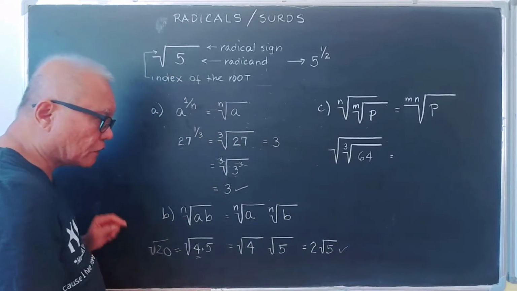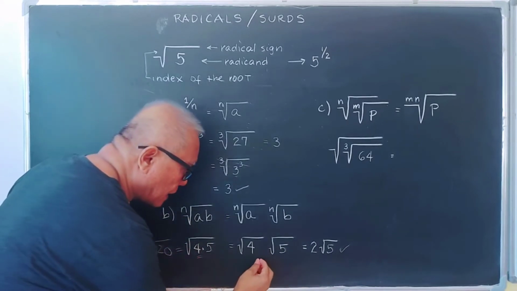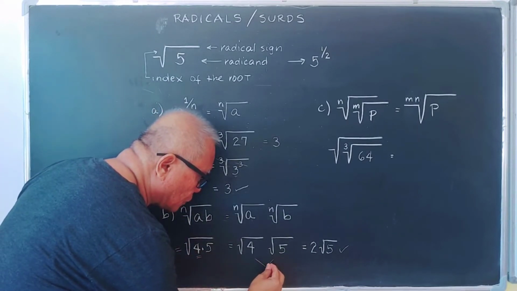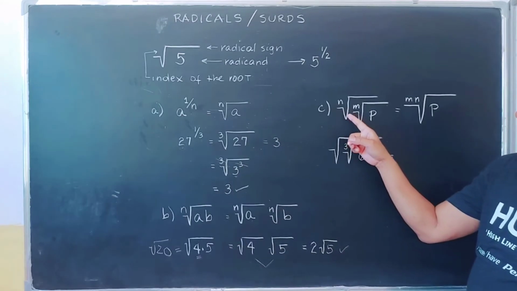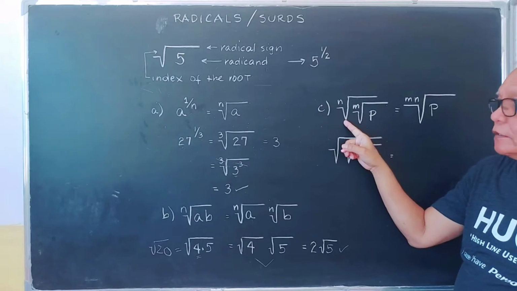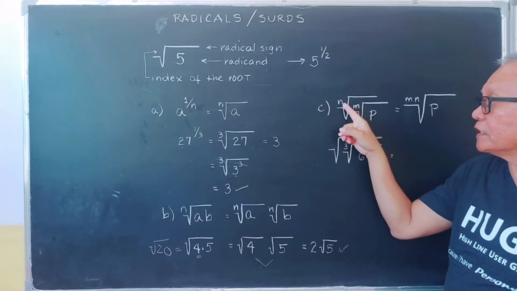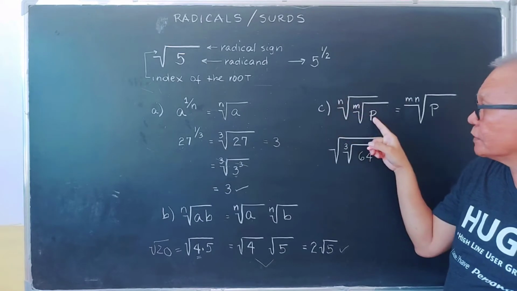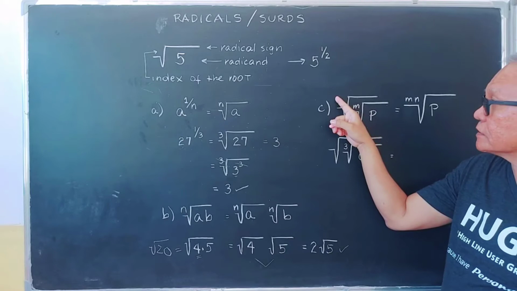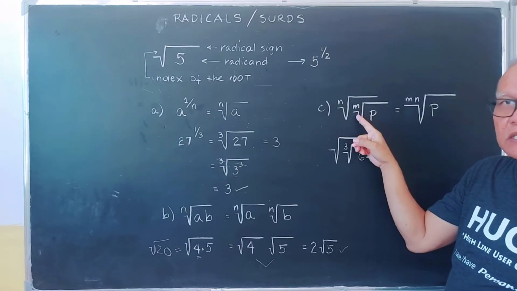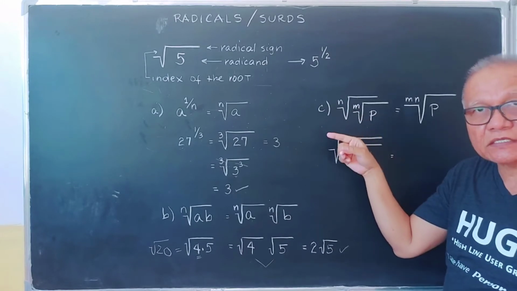Now, when we simplify radicals, I recommend using this form instead of this form. Here we have an index of the root that is different from the index of the root here, and we have the radicand here. If you have an index inside another index of the root, we multiply the indices.